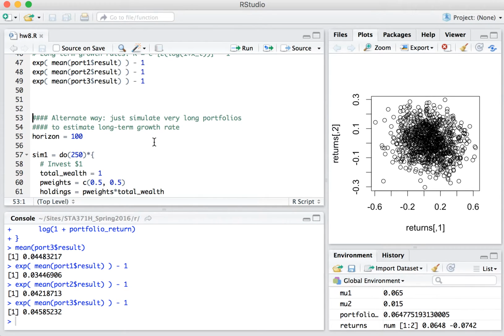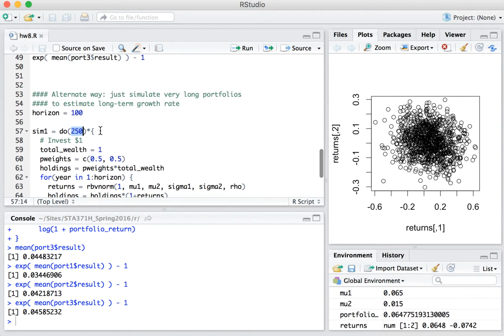Here's an alternate way. And I'm only going to do a low Monte Carlo simulation here because this takes a little bit of time to run. The alternate way to do this is just to simulate the growth of a dollar over time for a very, very long horizon. So I'm picking 100 years as my horizon right here. And then we just see who's wealthier at the end of 100 years. And that's a pretty good approximation to the long-term growth rate as well.